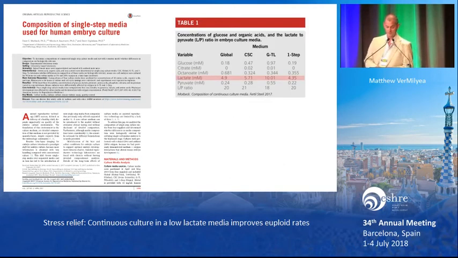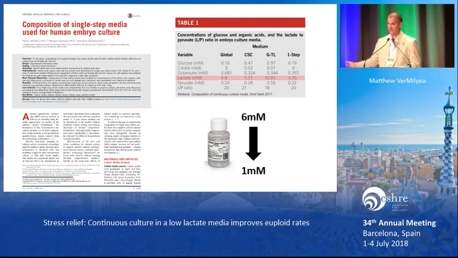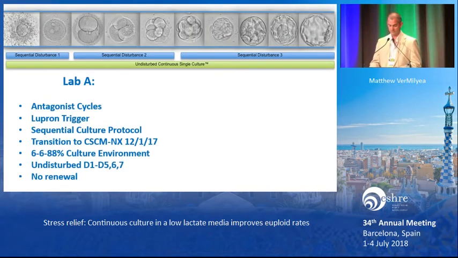Dean Morbeck also published a paper relatively recently looking at all the different compositions in culture media. And he was able to show the different concentrations of lactate in different culture media. So going back to my original slide, where it talked about 6 millimolar, what Irvine Scientific has done is decrease that concentration of lactate from 6 to 1 millimolar.